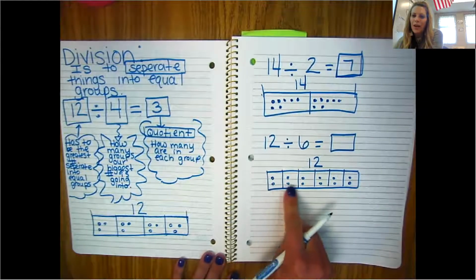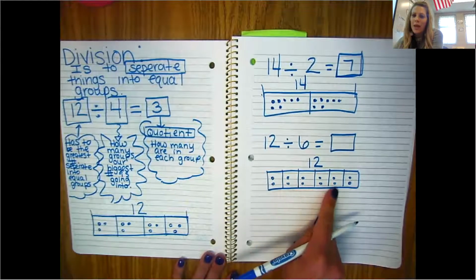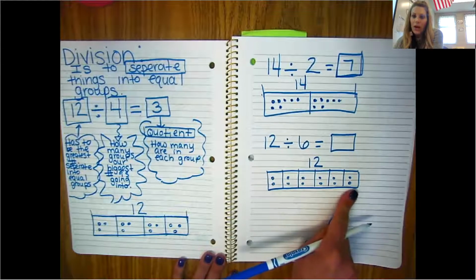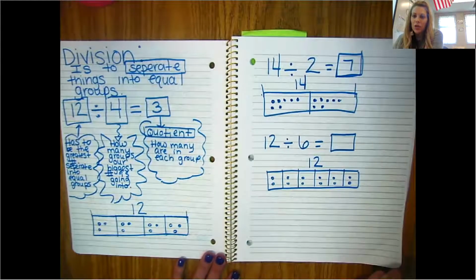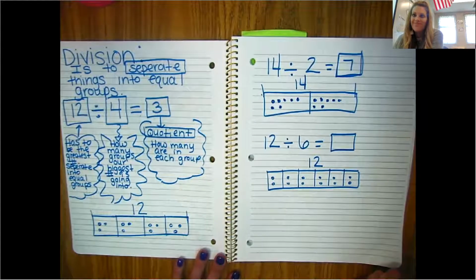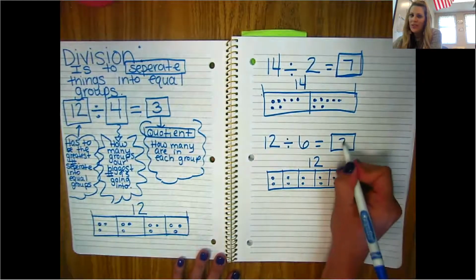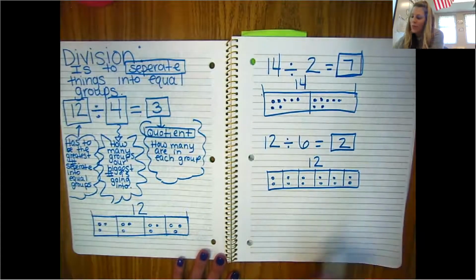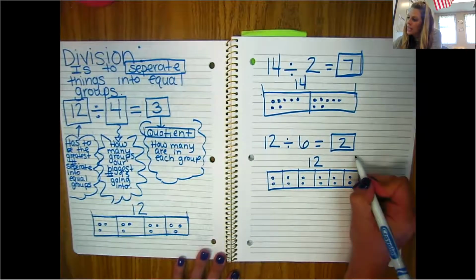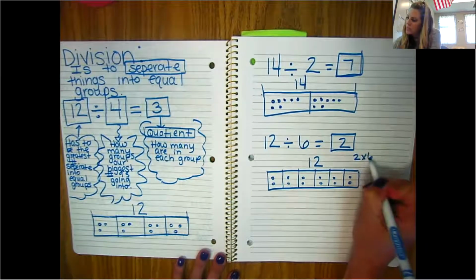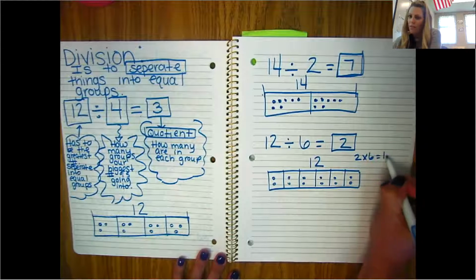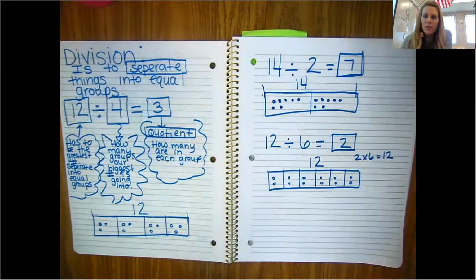I can look right away and see each group has an equal number. And what's the equal number? What's the quotient? It is 2. And then we can always check our work by saying 2 times 6, it does equal 12. So that is how you divide, my friends.